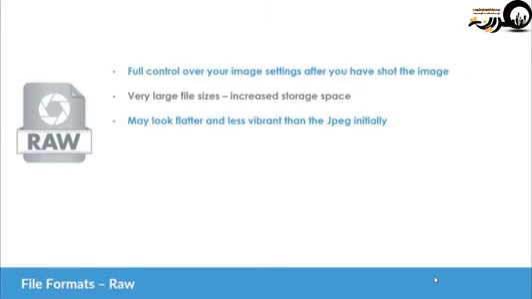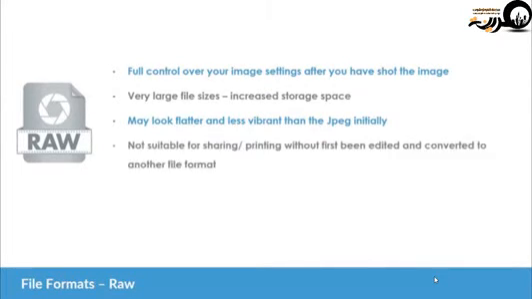Initially, they might look flatter and less vibrant than the JPEG. Okay, so when you upload a RAW file and a JPEG file on your computer, if you shoot RAW and JPEG together, it makes two versions of the file. It'll make a JPEG version and a RAW version of the file. If you compare the two photographs together, the RAW file might actually look less vibrant and flatter initially than the JPEG, but that's just because there's no adjustments applied to the photograph yet.